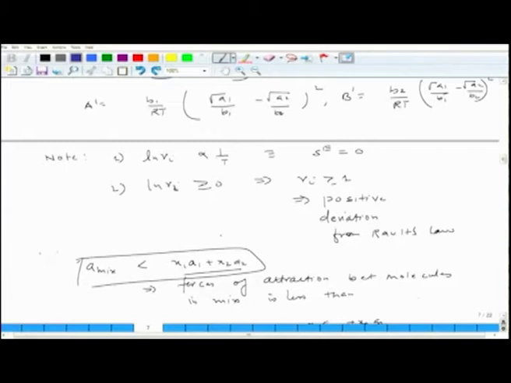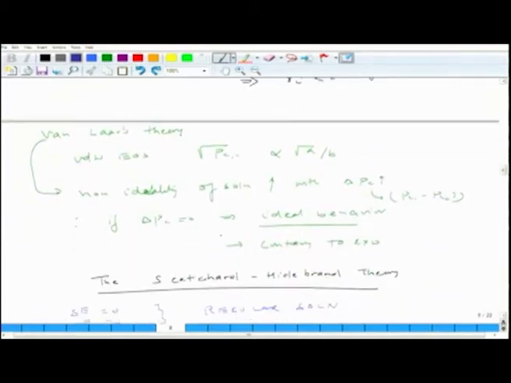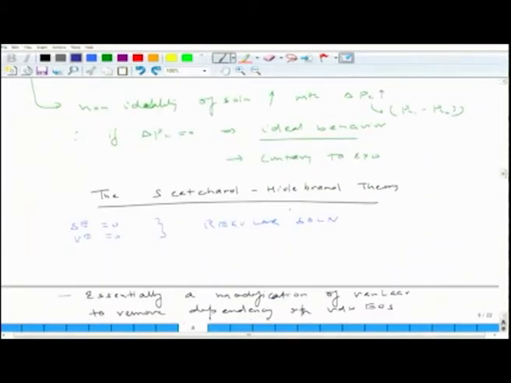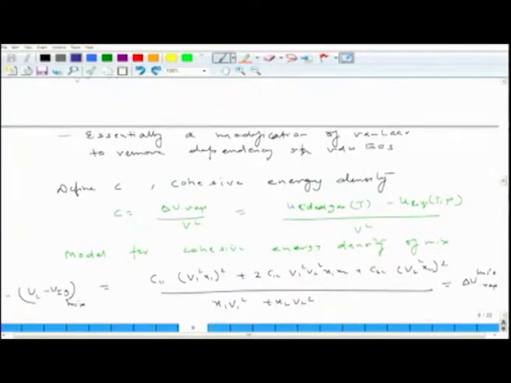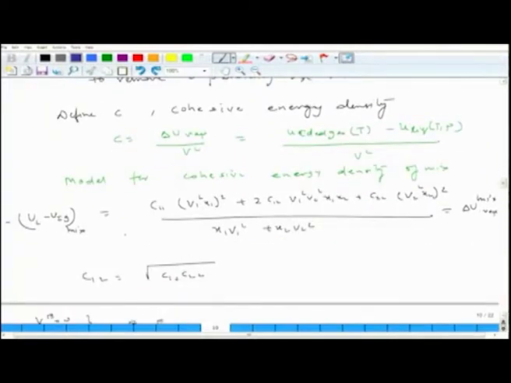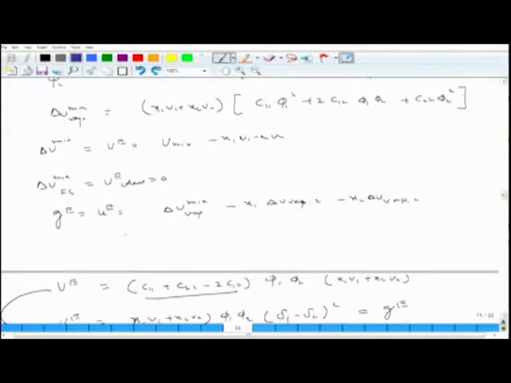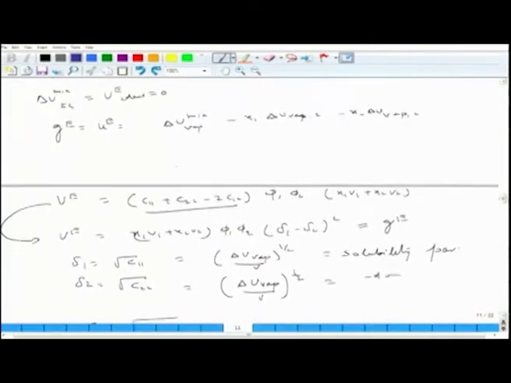Then we talked about Scatchard-Hildebrand theory, which depends on the same set of assumptions, which is basically a regular solution theory, where the S excess and V excess are going to be 0. In that case, Scatchard-Hildebrand tried to avoid the use of van der Waals equation of state, and using cohesive energy density, it came up with an expression of GE in this form.